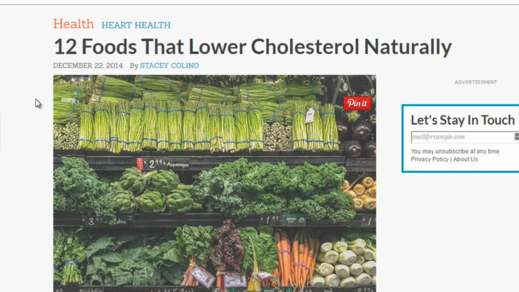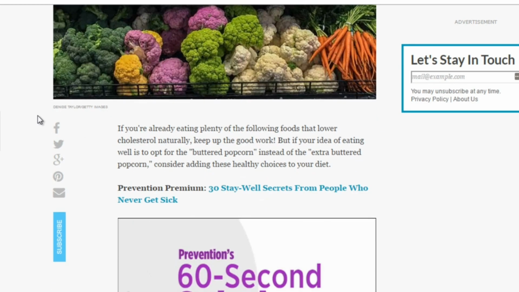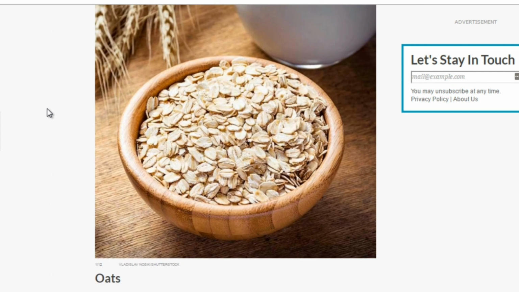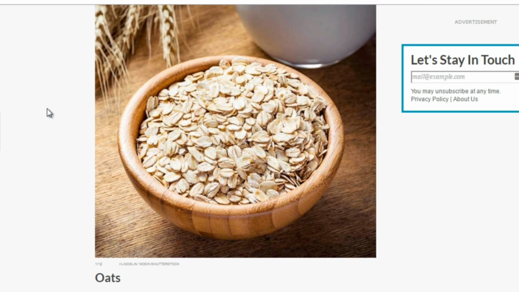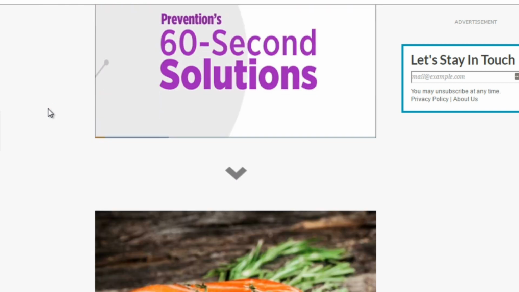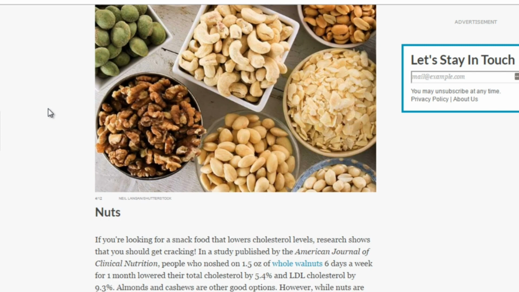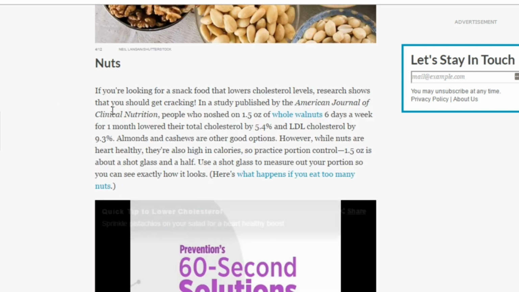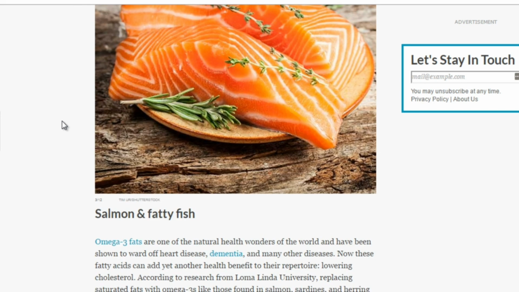As you can see here, it says 12 foods that lower cholesterol naturally. Now, if we take a look here, we can see that it lists different types of foods, different categories of foods, like oats, red wine, salmon and fish, and nuts. While this is great and all, we can go more specific.